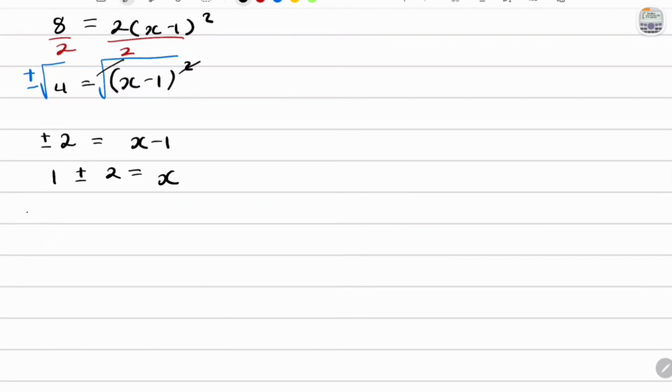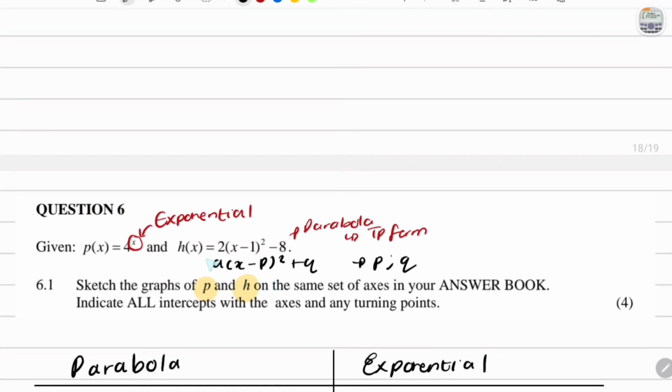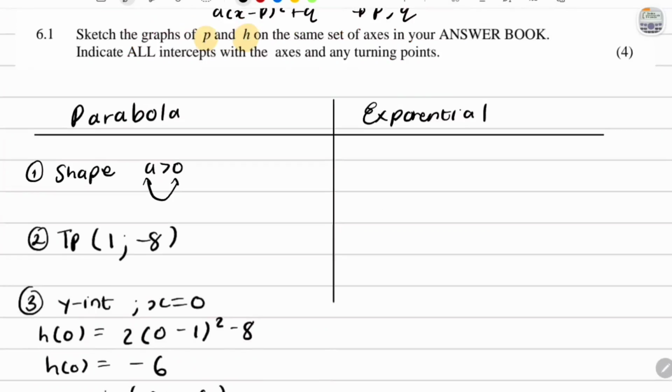Now you can split it. Say x is either equal to 1, then you take the plus first, plus 2. Or x is equal to, again, 1, then take the minus, minus 2. And so that means x is either equal to 3 or x is equal to negative 1. So that's another way of working it out if you didn't want to factorize it, and this works best if it is in turning point form.